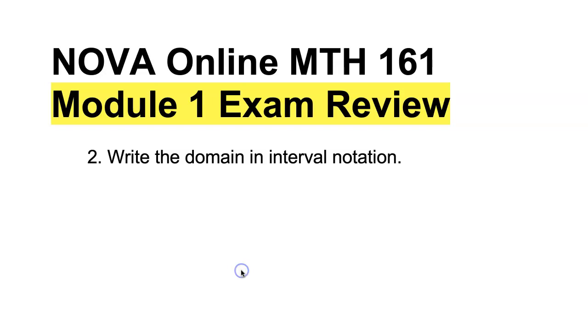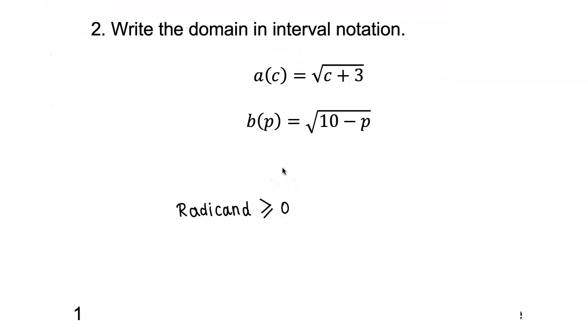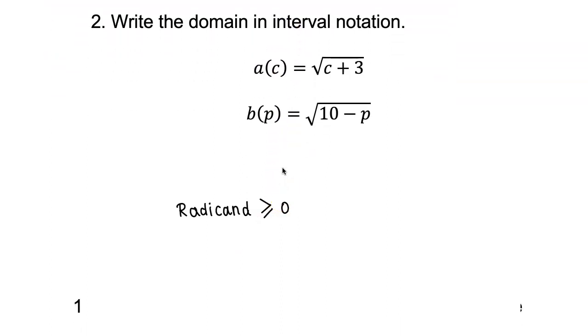Anytime you want to find the domain of a square root function, set the radicand, so grab whatever is underneath that square root, and make that greater than or equal to 0. You cannot have a negative radicand, because the square root of a negative number is not a real number.